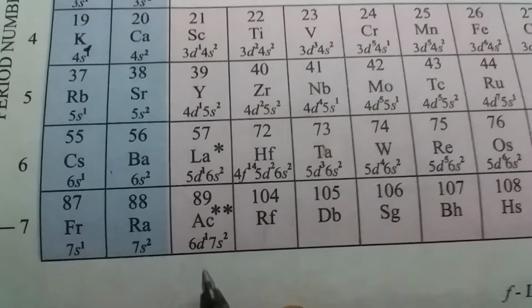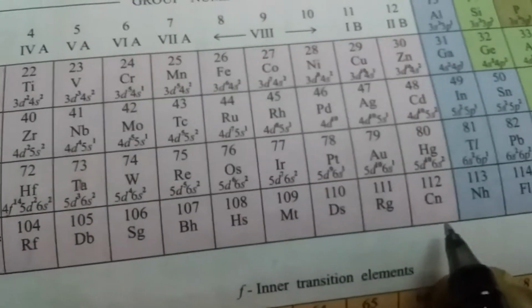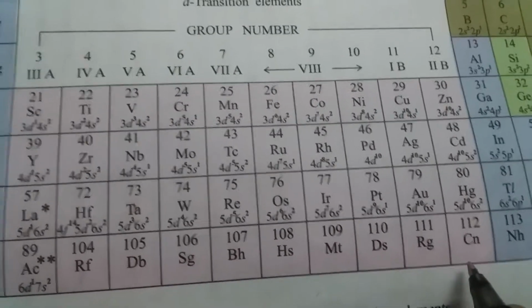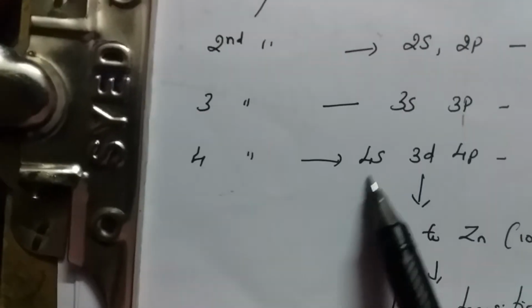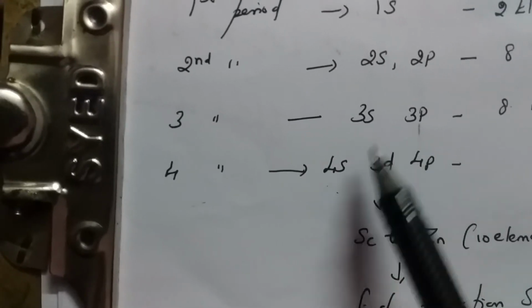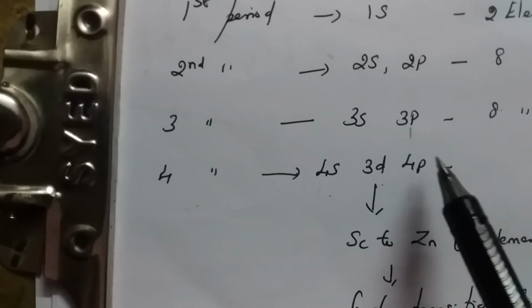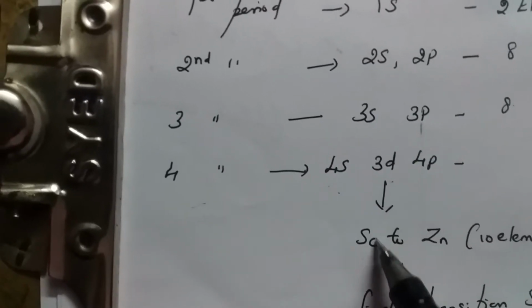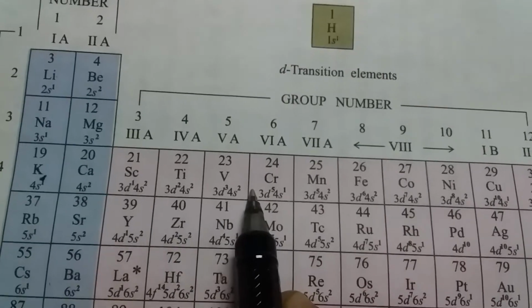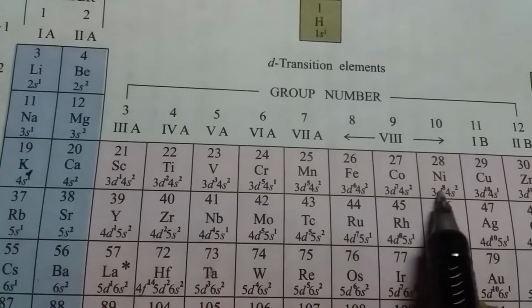And next, actinides start with 6d, up to Cn. It ends with 6d10. Therefore in the fourth period, first the electrons are added in the 4s orbital. After filling the 4s orbital, it fills the 3d orbital, followed by 4p. The 3d orbital starts from scandium to zinc. Totally 10 electrons: d1, d2, d3 for vanadium, d4, d5, d6, d7, d8, d9, d10.